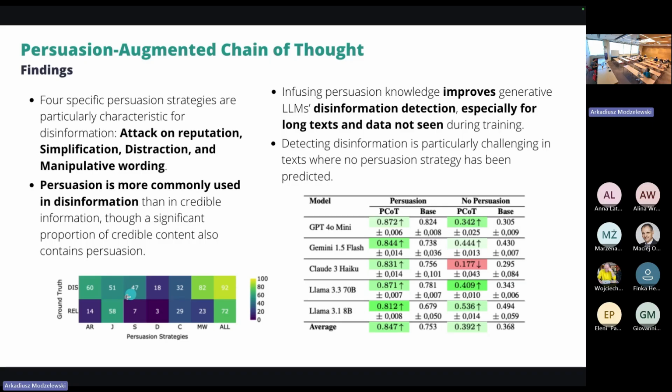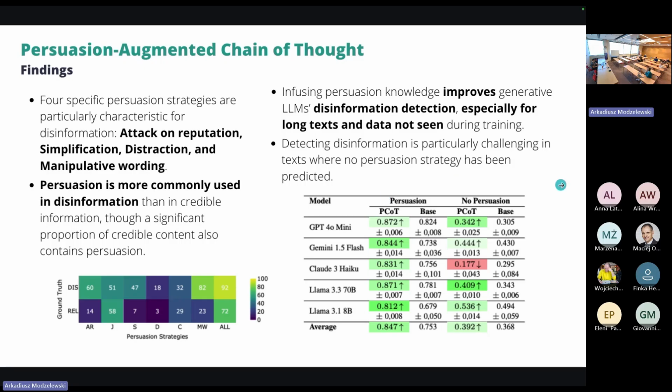And here you can see this heat map that says that we have articles which are annotated with disinformation, reliable information, and here are different high-level groups of persuasion techniques. And here you have percentages. So 60 means that there was 60% of articles annotated with disinformation where attack on reputation was detected.